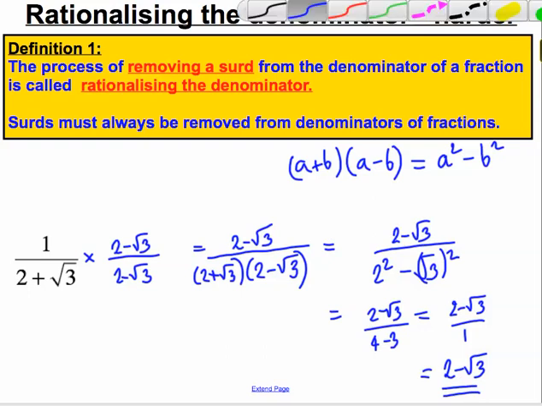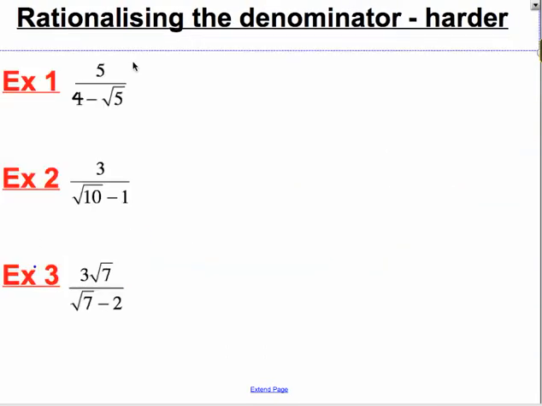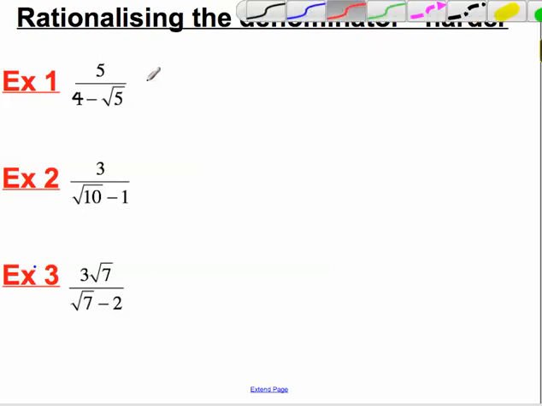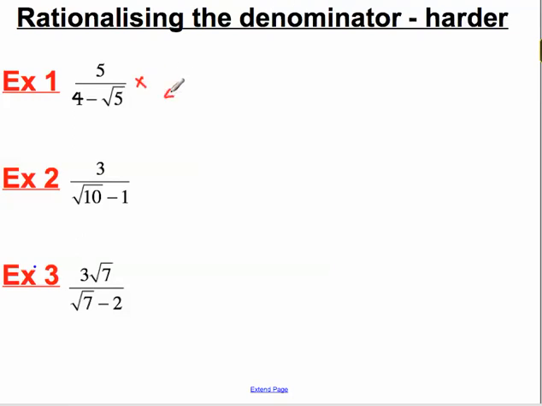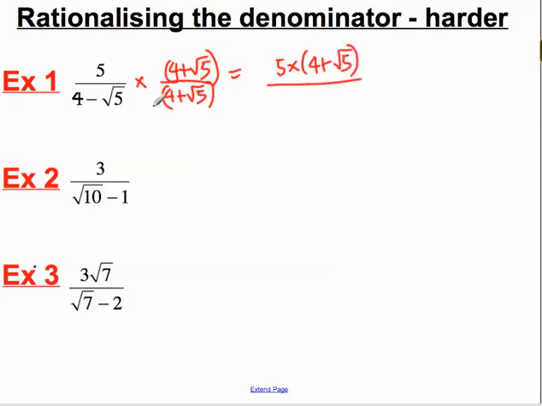Okay, moving on to the next slide, I will show you another few examples. I should use the difference of two squares rule here and multiply. We've got a 4 minus root 5 here, so to use the difference of two squares I need to multiply the denominator by 4 plus root 5, and similarly I must do the same thing to the numerator. 5 times 4 plus root 5 all over, well, a minus b times a plus b.